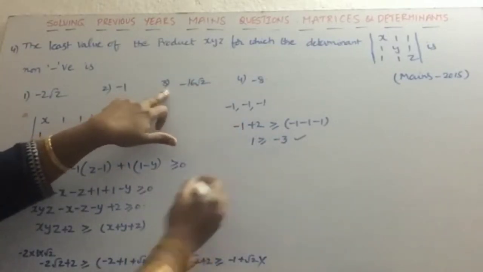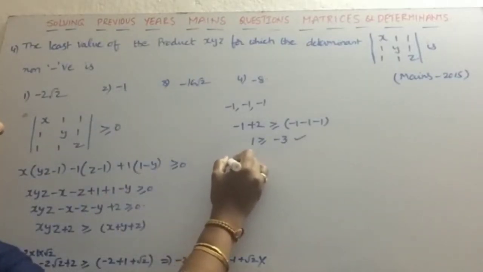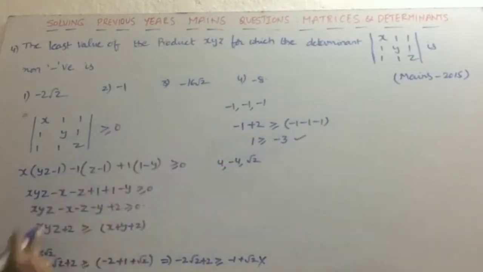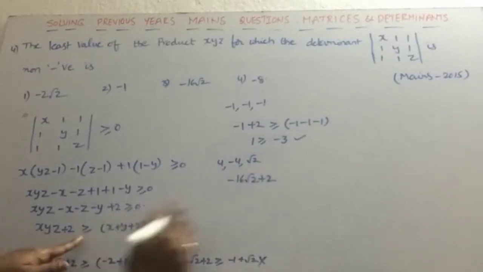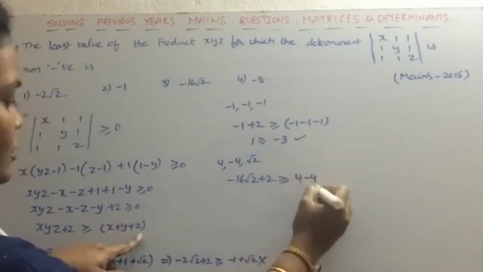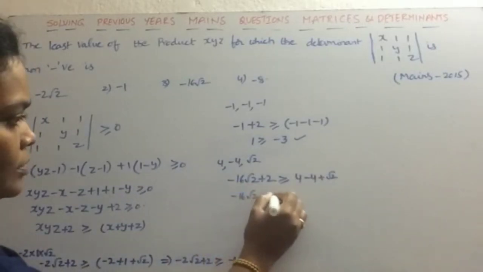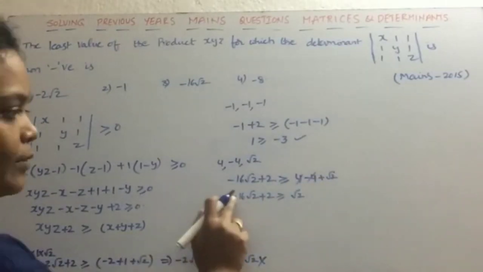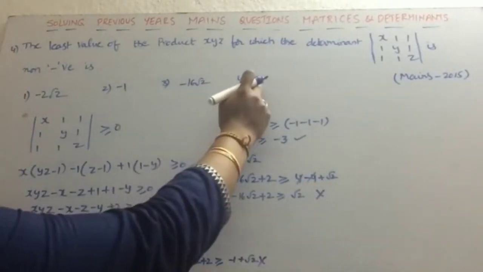Now the third one, minus 16 root 2. I will take x as 4, y as minus 4, z as root 2. Then we will get xyz, 4 4s are 16, so minus 16 root 2 plus 2 is greater than or equal to x means 4, y means minus 4, z means root 2. So that means minus 16 root 2 plus 2 is greater than or equal to root 2. Here this is a negative value, this is a positive value. This is also wrong.